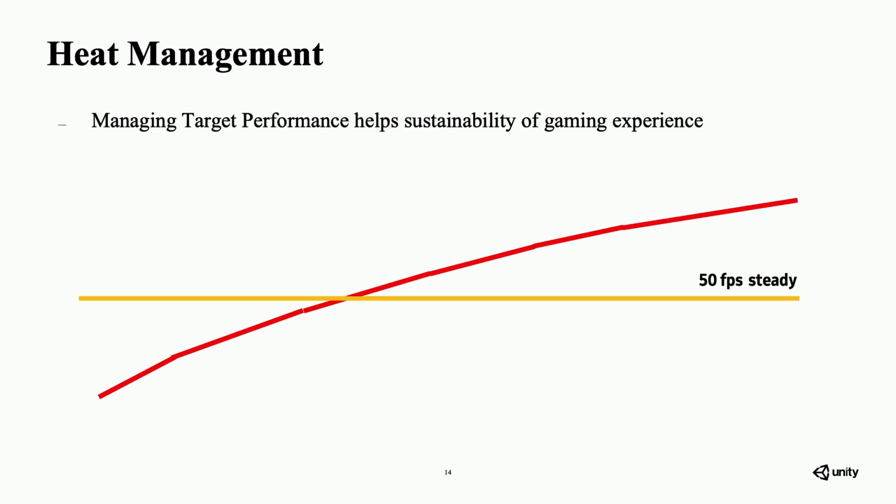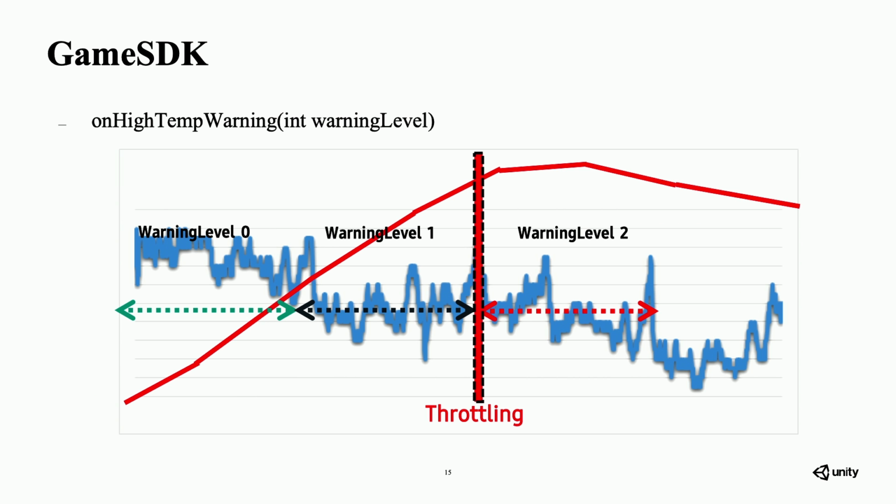If we just consider targeting not 60 frames per second, but 50 frames per second, then the temperature is not increasing that much, and you can steadily keep that 50 frames per second. So the GameSDK we designed covers this type of issue, and we deliver a high temp warning, so you can know when the temperature is rising, and also when the throttling happens. And you can react to each signal for the warning level 0, 1, 2 to do something at your application level.